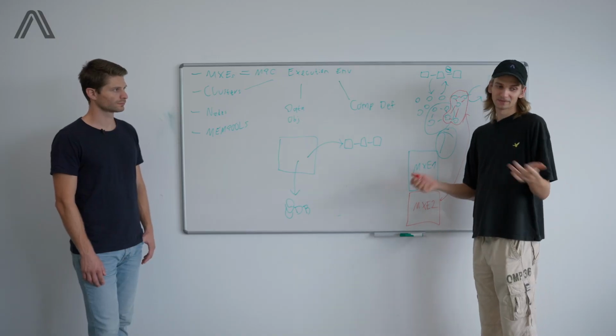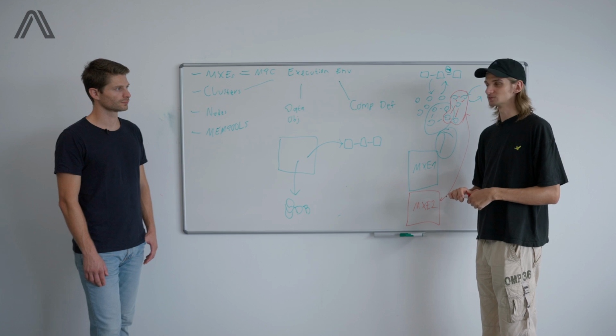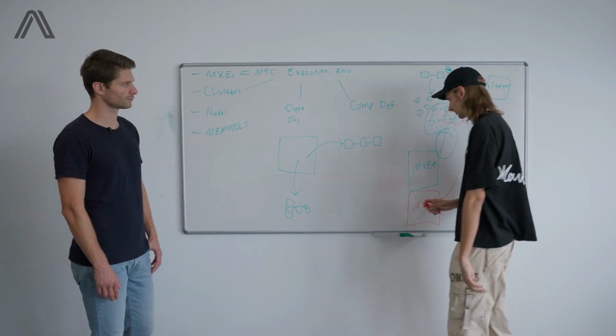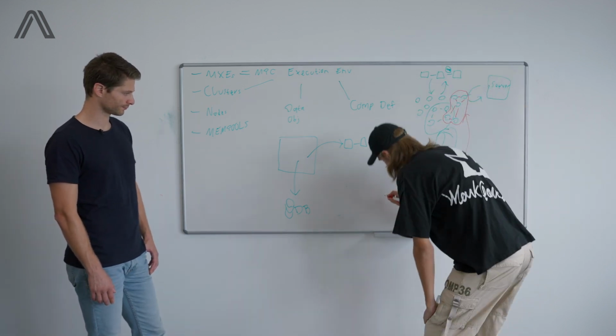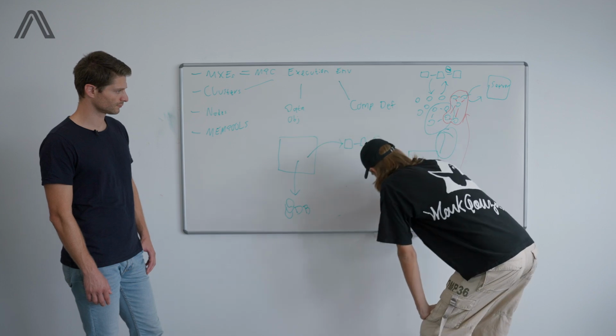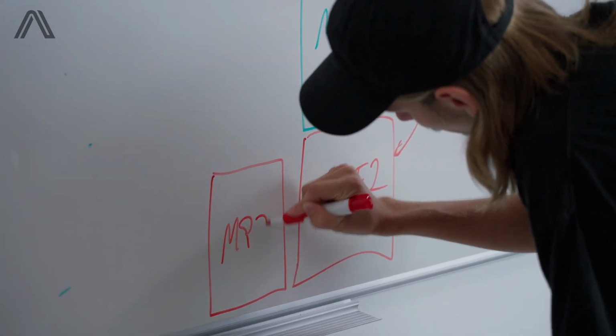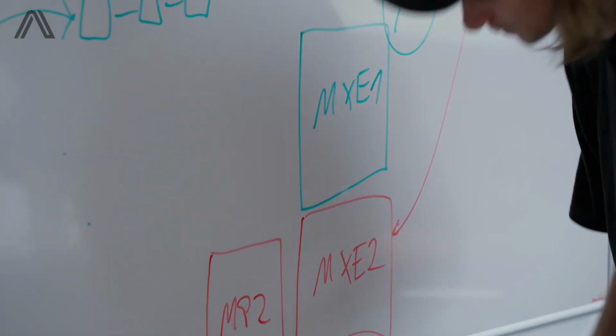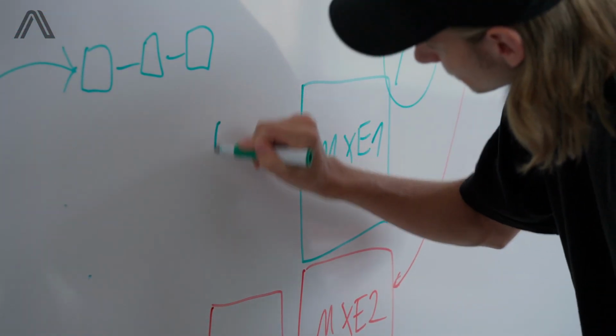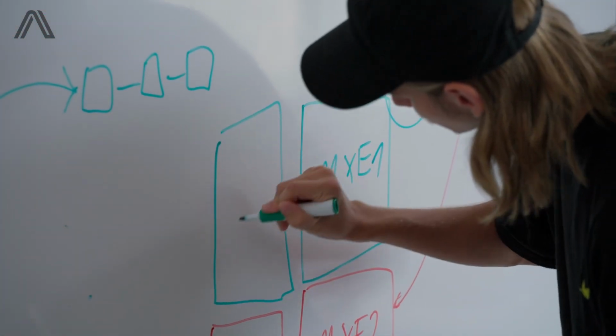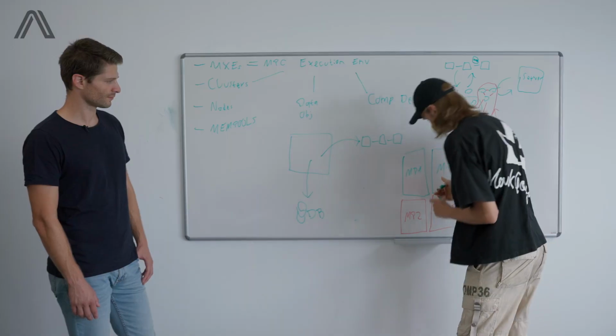And so, I think the way I phrased this makes the solution decently apparent. The idea is then we create 2 separate mempools, or one mempool for each MXE. So let's write this down as well. So we have then mempool 2 for MXE number 2. And we have mempool 1 for MXE number 1.